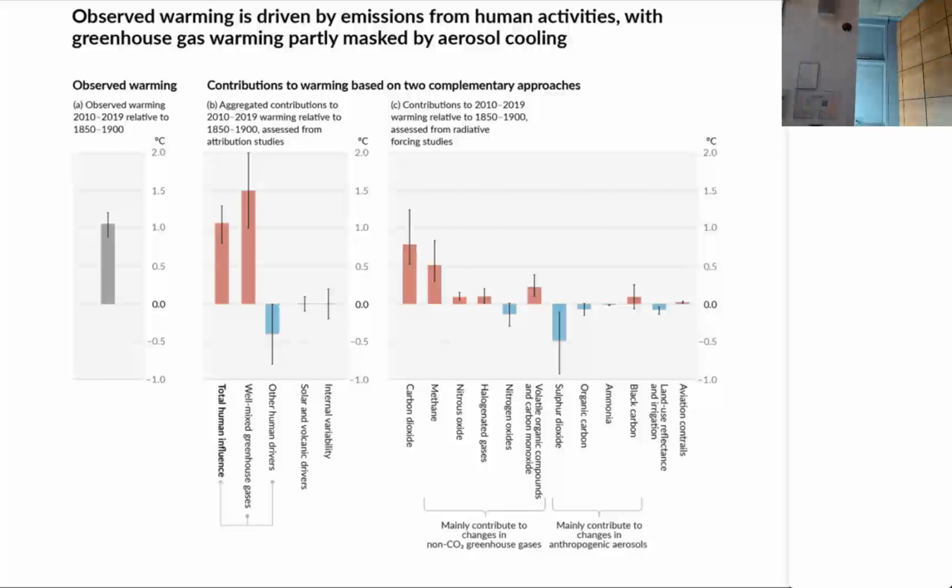This graph is from the sixth assessment report of the Intergovernmental Panel on Climate Change, and those are words that will be used a lot. It's essentially a body of the United Nations that every so often comes together and writes a big literature review of the state of climate science. It's the Intergovernmental Panel on Climate Change, or the IPCC.